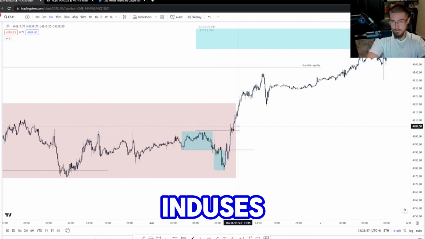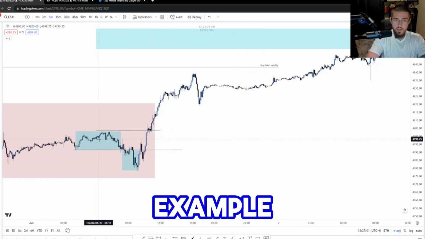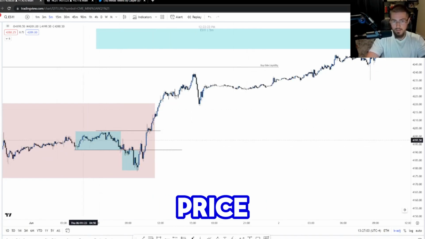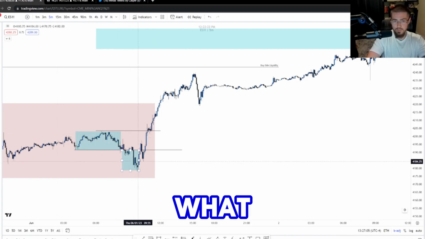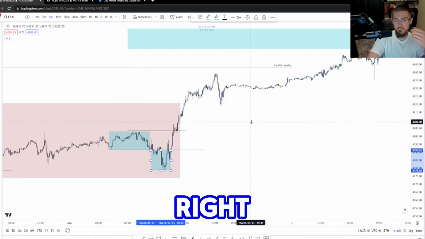Now, does this only work for indices? No, this can work for euro dollar, it can work for anything, but you want to use it at the right time. So for example, if you're looking at euro dollar, this is the kind of price action you want to see during the Asian range. This is what you want to see during the London kill zone, and then an expansion into the New York open, right?